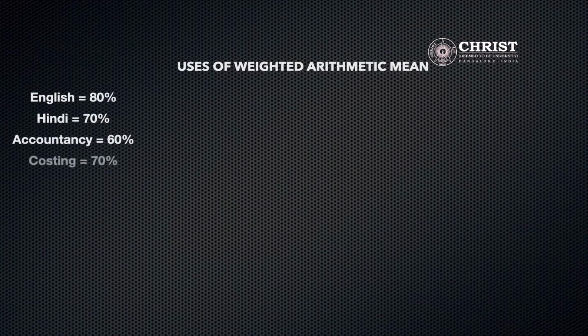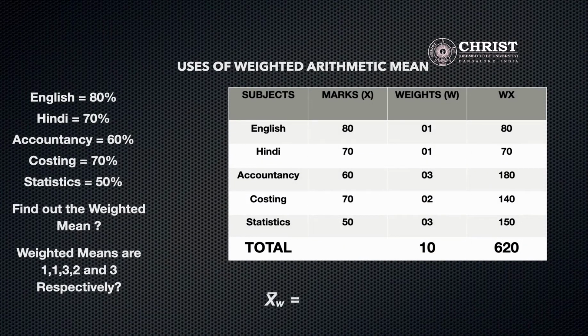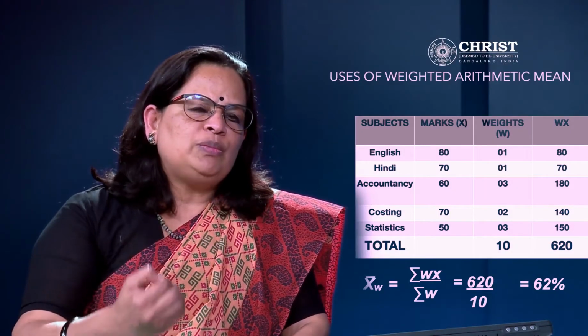So the subjects are there, the corresponding values are there, and the weights are also there. When you take the sigma fx total, you get 620. So 620 divided by the sum of the weights for the various subjects, which is 10. So 620 divided by 10 is equal to 62%. That is the average marks scored by a student.